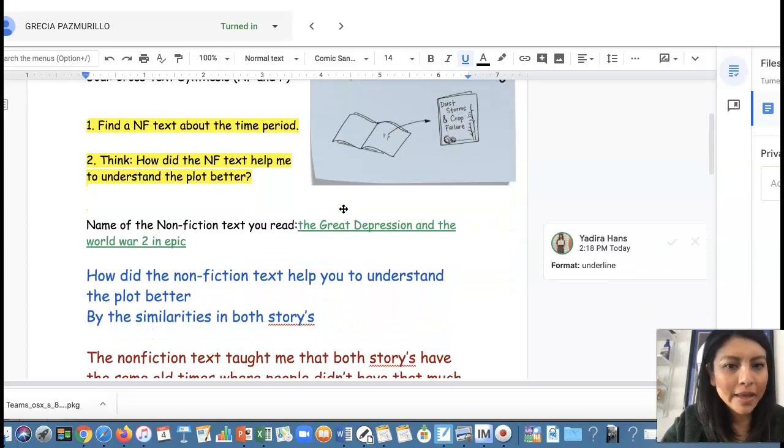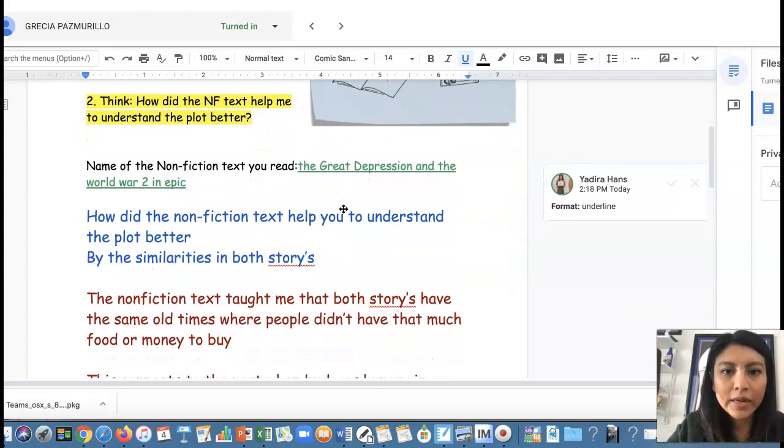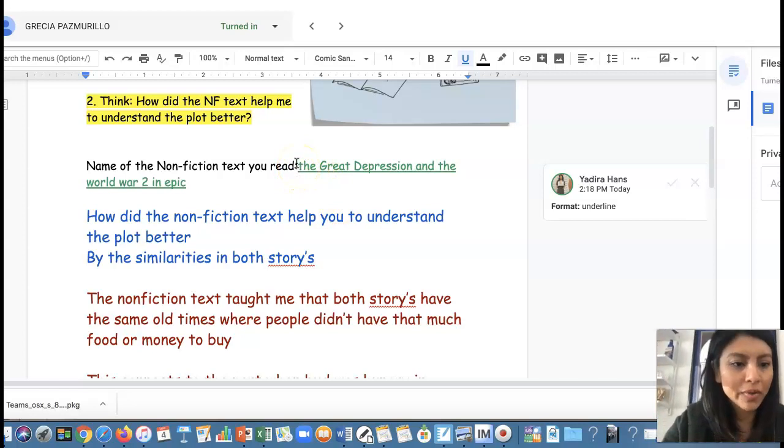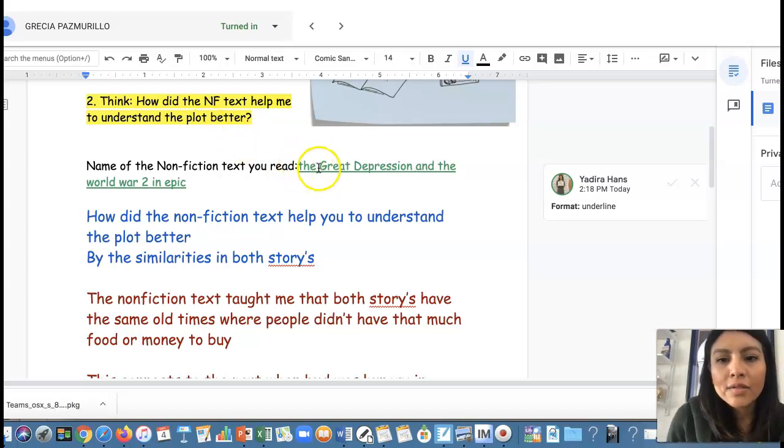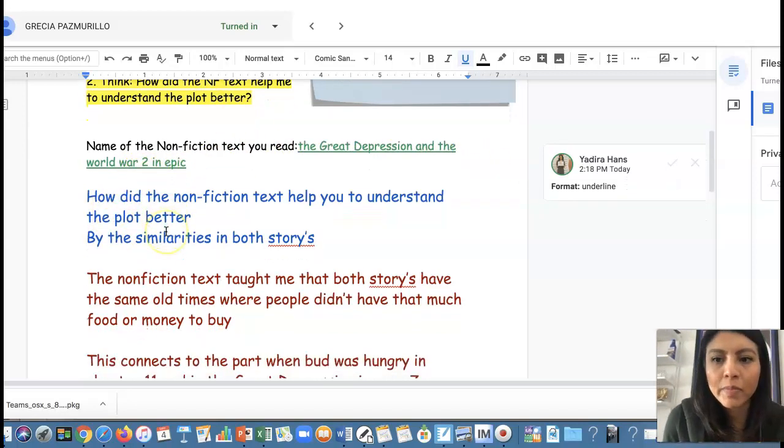And let's just start by thinking about something great that she did. I noticed that she gave us the title of the nonfiction book that she read. So some of you were missing the title. Just make sure you have it there. So she wrote The Great Depression and the World War II in Epic. So that's where she found her book.